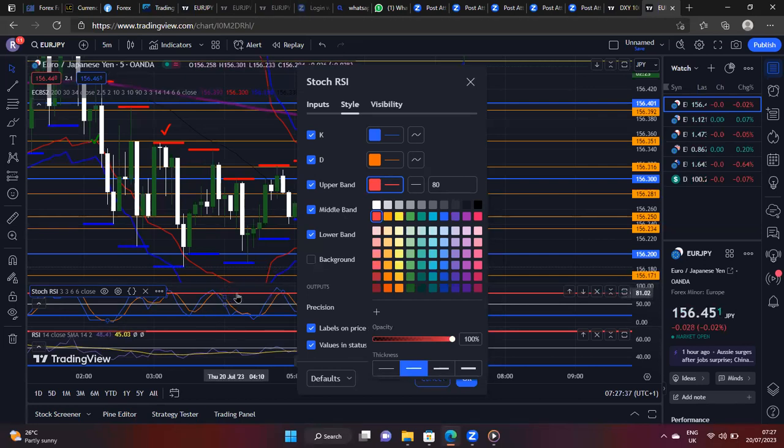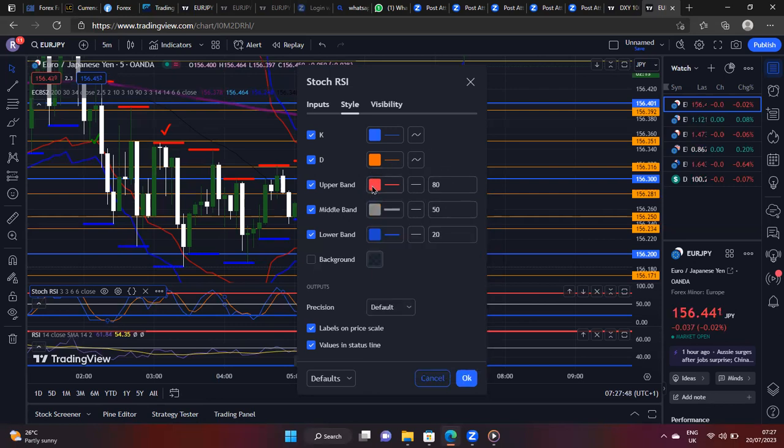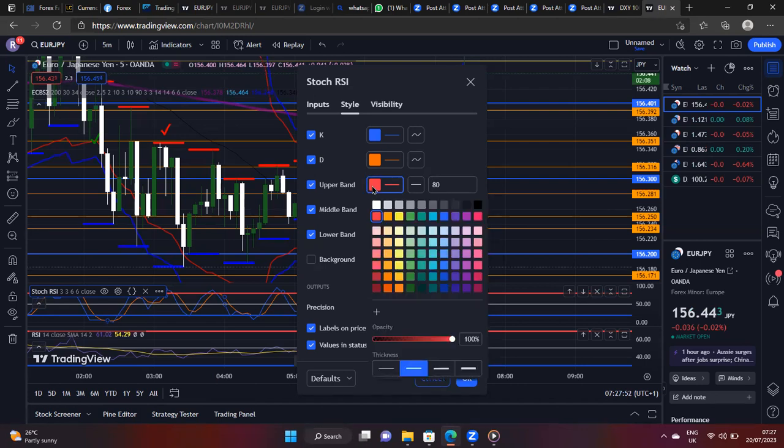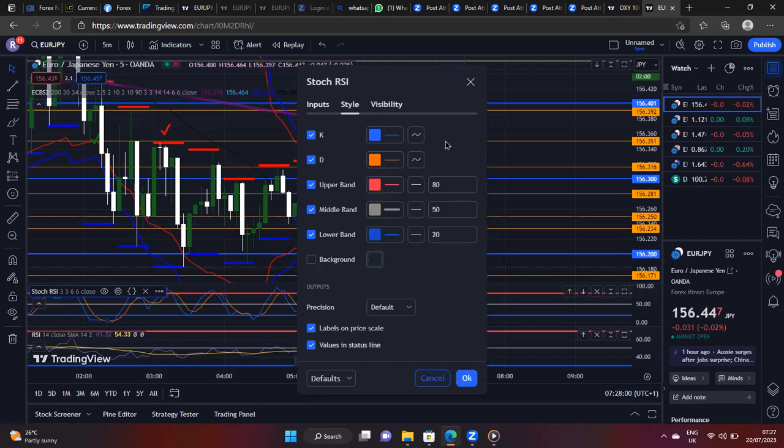This line is fair for it, all right? Or you could make it even thicker. Okay? So you want to use a line, and a thick line at that. All right, so the color preference, like I mentioned, is dependent on you. All you do is click on the color and have your color selected. For me, I use red. Okay, that's for the upper band.